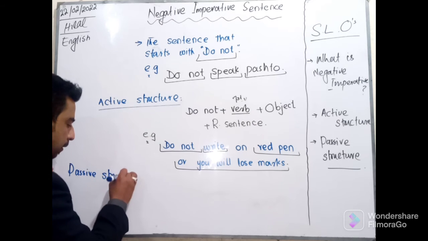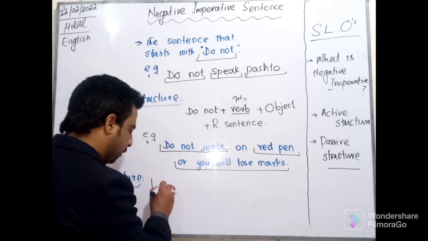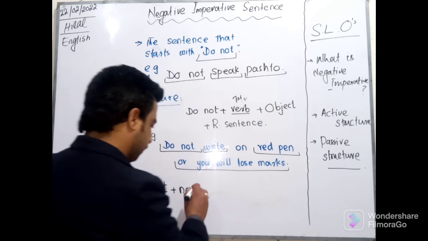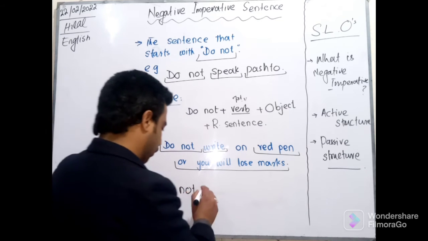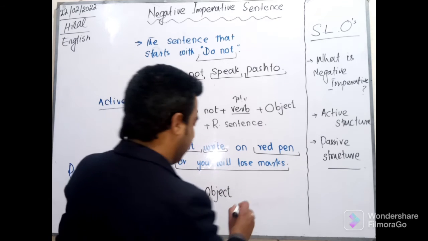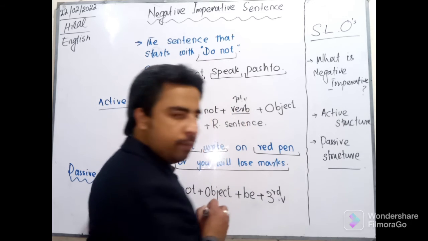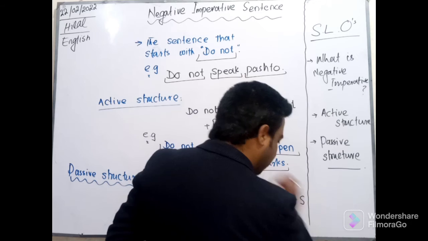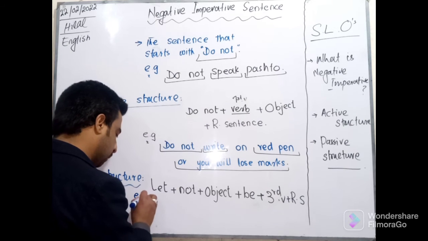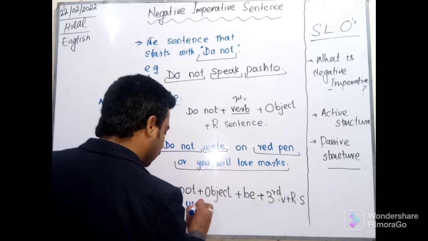Passive structure. It's quite easy. First of all, you will have to bring let, plus you will have to bring not, plus you will have to bring object, plus you will have to bring be, plus you will have to bring third form of the verb, plus you will have to bring what? Rest of the sentence. Look at here. I'm going to use this very sentence. Do not speak Pashto. Okay? Like for example, do not use red pen.